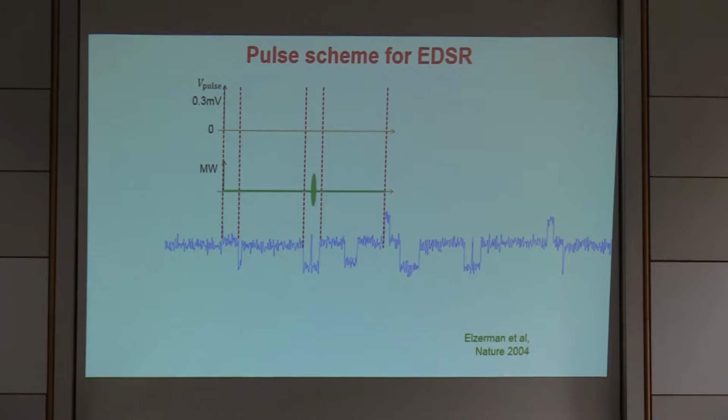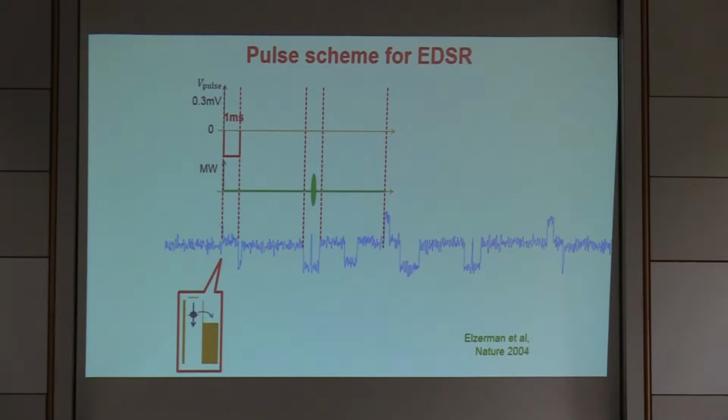So we can initialize, manipulate, and read out our single electron spin electrically by using the following pulse scheme. What you can do is apply a pulse to one of your gates to move the relative position of your Zeeman levels with respect to the Fermi reservoir where the electron can jump in. So what you do in this step, the empty step, is bring both of those levels higher in energy with respect to the Fermi level.